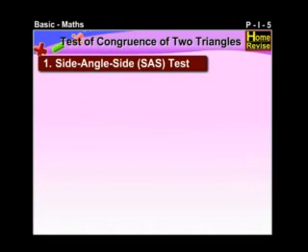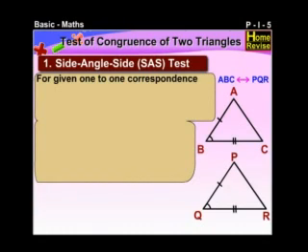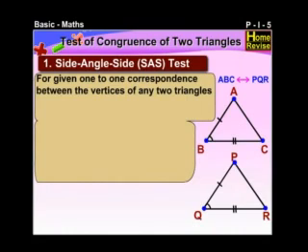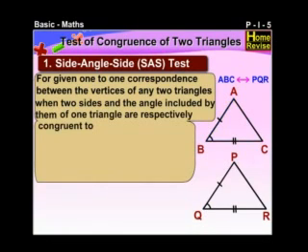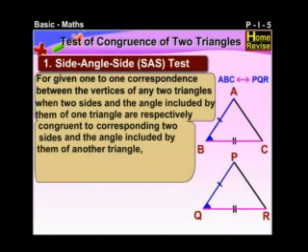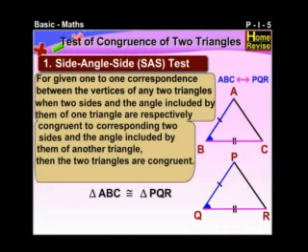According to this test, for a given one-to-one correspondence between the vertices of any two triangles, when two sides and the angle included by them of one triangle are respectively congruent to corresponding two sides and the angle included by them of another triangle, then the two triangles are congruent.